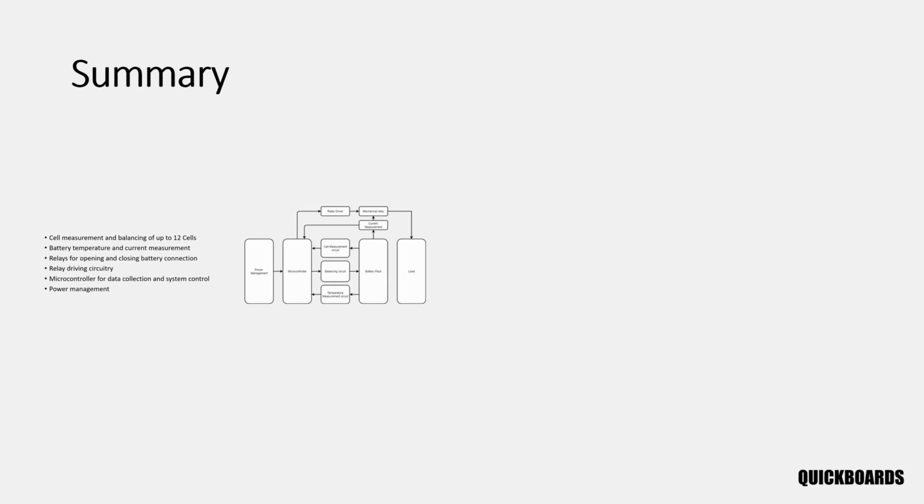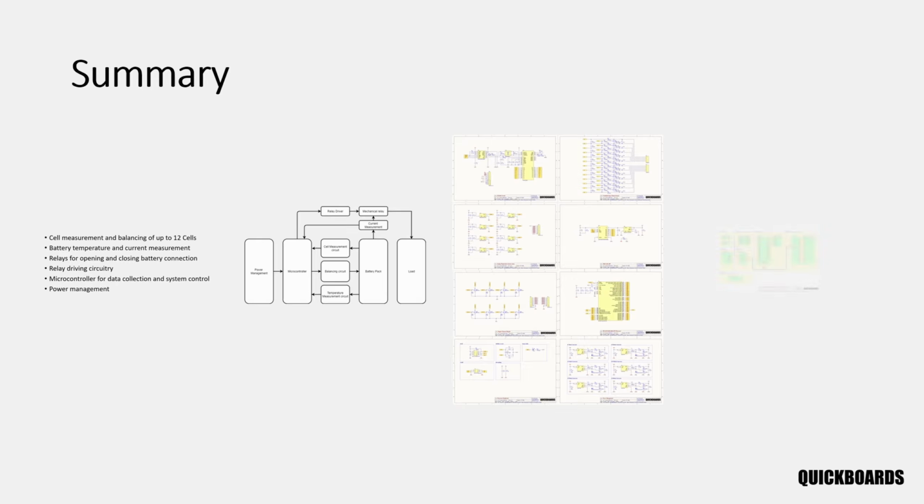In this walkthrough, we started with a simple set of text-based requirements, defining what our battery management system needed to measure, control, and protect. From there, we translated those requirements into a high-level block diagram outlining each functional section of the system. Using the Quickboards schematic library, we quickly assembled a complete design by selecting proven, ready-to-use circuit blocks for each part of the BMS, including power management, sensing, control, and communication. In just a short time, we moved from concept to a full schematic, something that would traditionally take weeks or even months to build from scratch.